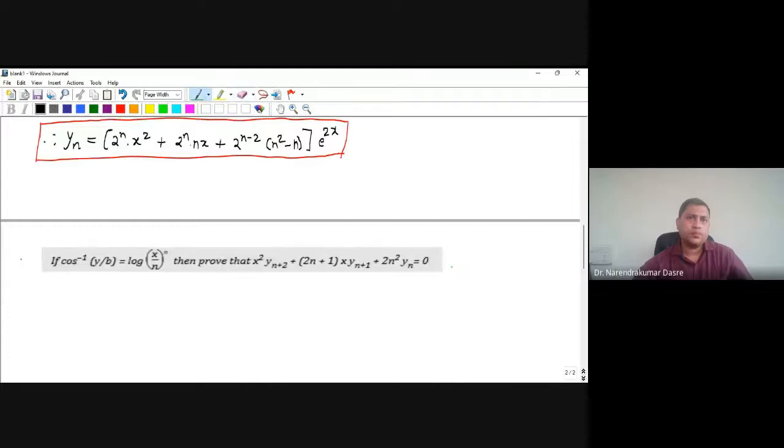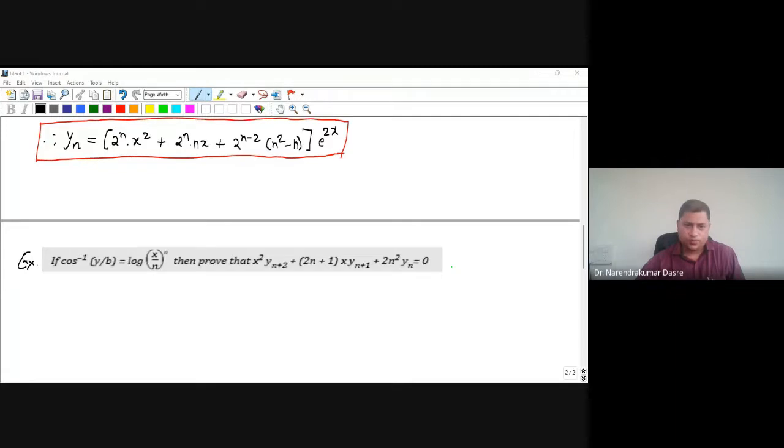Okay, so we have a function. If cos inverse of y by b is equal to log of (x by n) raised to n, then we have to prove this. You can see the claim: what we want is the expression in terms of y_{n+2}.